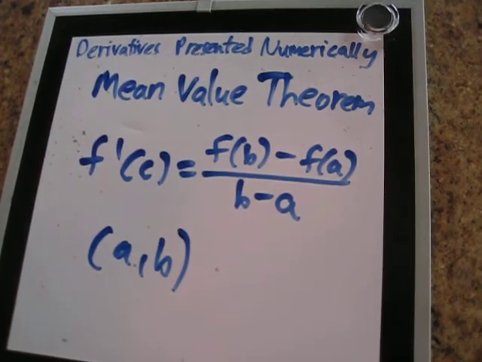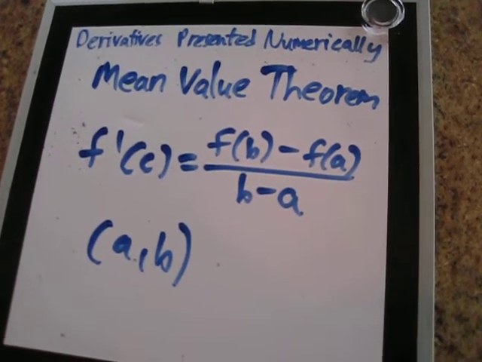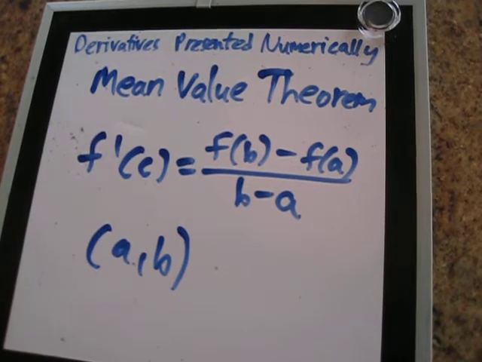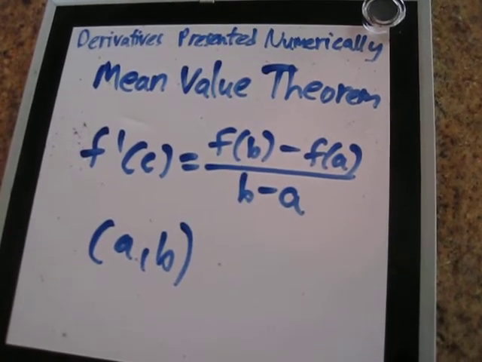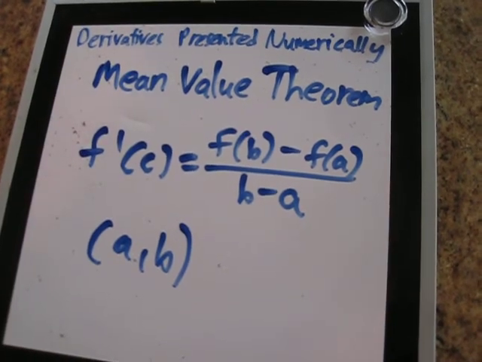And so overall, it is important to have knowledge of secant lines and average rates of change, because they can be used to approximate the value of a derivative at a given point. So that is some information about derivatives presented numerically.